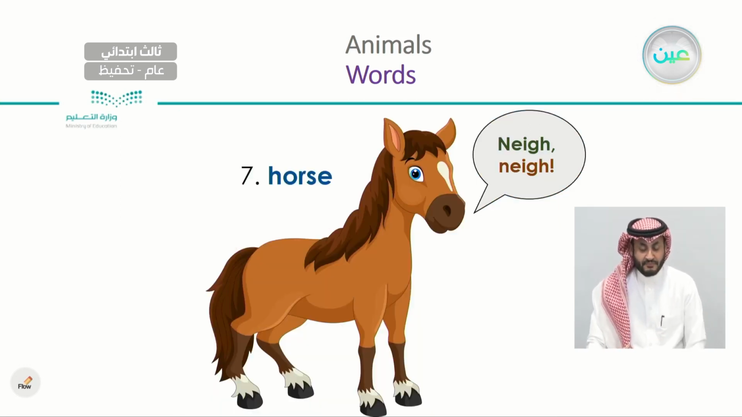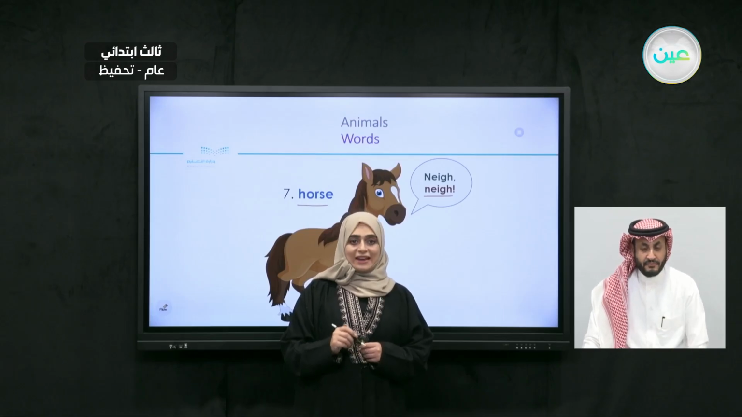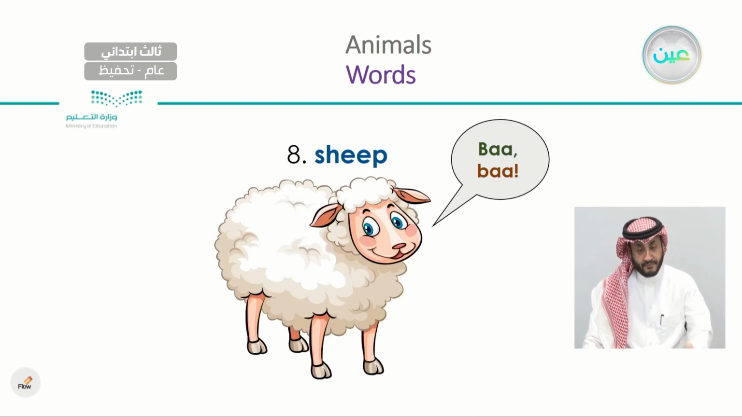Number 7, what animal do you see? It's a horse. And what sound does it make? Let's read this together. So the horse makes the neigh sound. Yes, I know there's a G, but it's silent. So what is the sound that a horse makes? Neigh. Excellent.